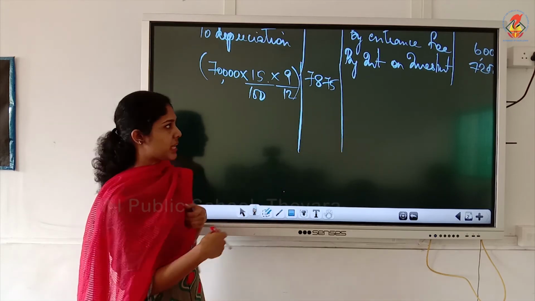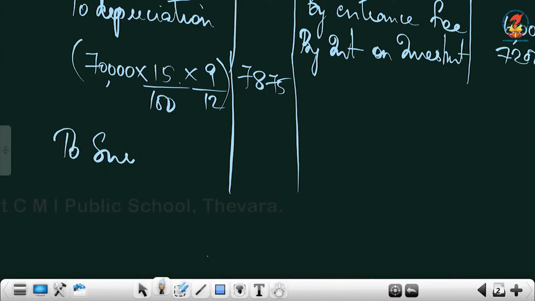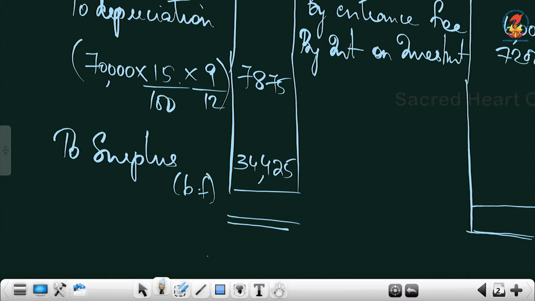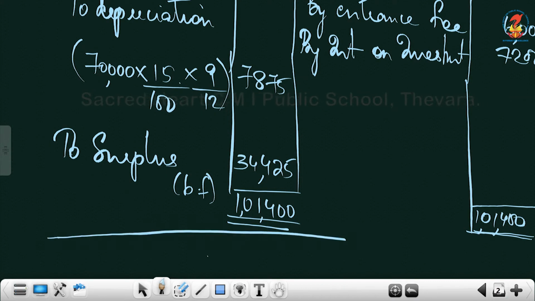So that is a surplus which we will be writing on the debit side. Okay. To surplus. The difference figure you can write here. That's a balancing figure we are writing. 34,425. Understood? So this is how we have to do the income and expenditure account. Adjustments you have to consider at the same time. You have to remember we can include only revenue items, the recurring items.